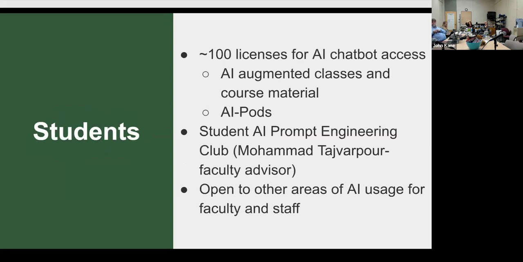So our goal to help students is to get at least about 100 licenses for the AI chatbot access. At first we were thinking ChatGPT, but I think we'll go back and examine and see what's appropriate. I think it would be largely driven by who's involved in the projects that you have around the Fact 2 projects and what tools people are looking to use.